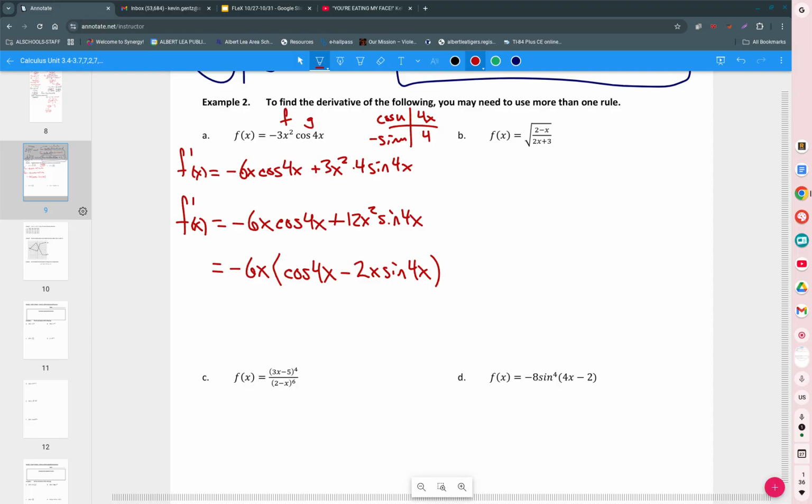So, product rule with the chain rule, it is written in factored form. Helpful, it tells me it crosses the x-axis at 0. At least I know a little bit of information.